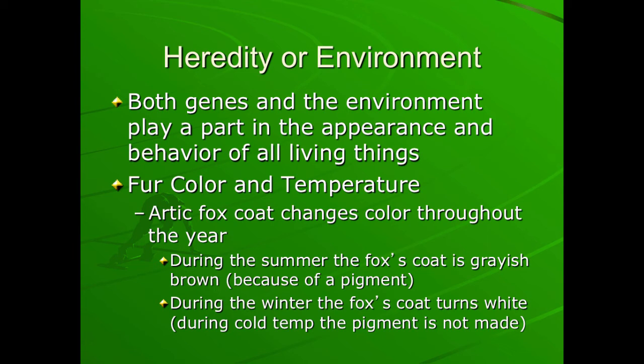So another example could be like fur color or temperature. Arctic foxes, their coats actually change color throughout the year. During the summer, the fox's coat is grayish brown because of the pigment to help it blend in to the forest floor. And during the winter, the fox's coat turns white during cold temperatures to help it to blend into the snow. So this is an example of how the genes are affected by the environment.